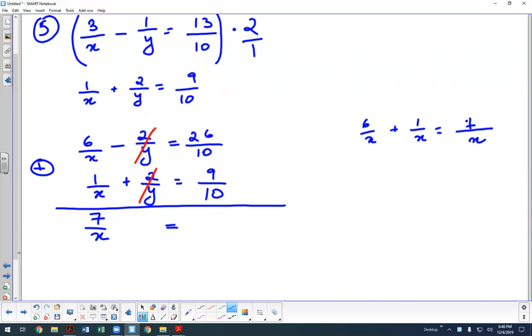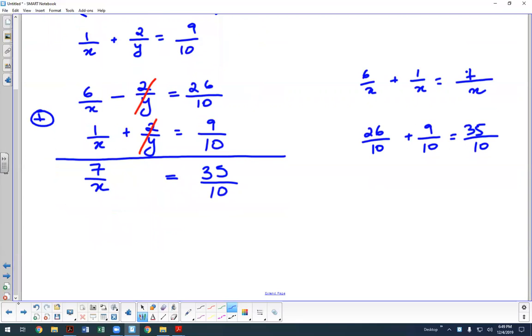And 26 over 10 plus 9 over 10. Yeah, 35. Again, don't try to reduce that fraction. Leave it as it is for now. All right, so we've got 7 over x equals 35 over 10.